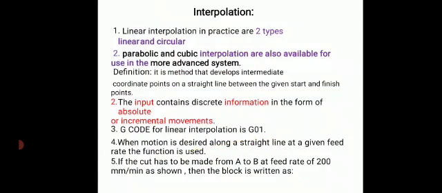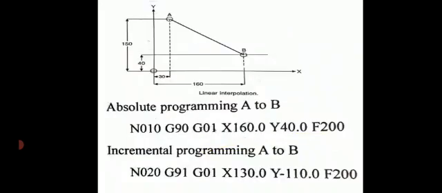The G code for linear interpolation is G01. When motion is desired along a straight line at a given feed rate, this function is used. If the cut has to be made from A to B at a feed rate of 200 mm per minute, as shown in the figure, absolute coordinates, A to B: N010, G90, G01. So linear coordinates, X value 160, meaning you can see in this figure the value from origin to ending point, X value 160, Y value 40. Then feed rate F equal to 200.